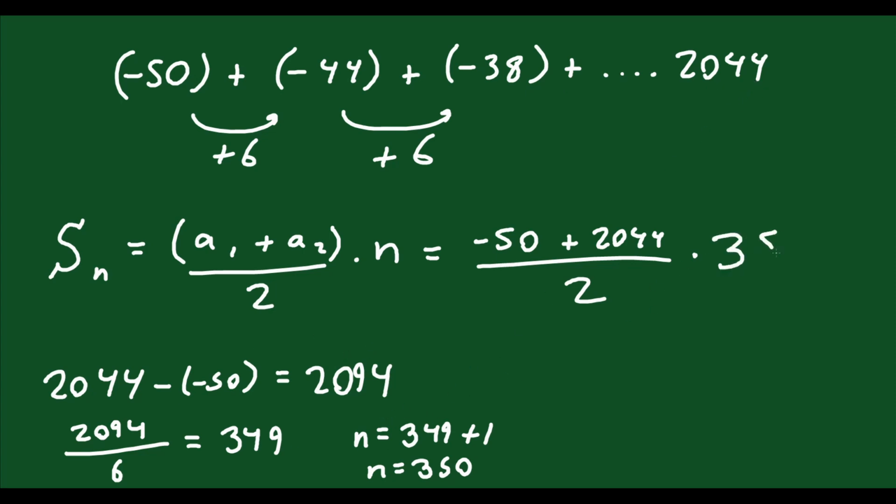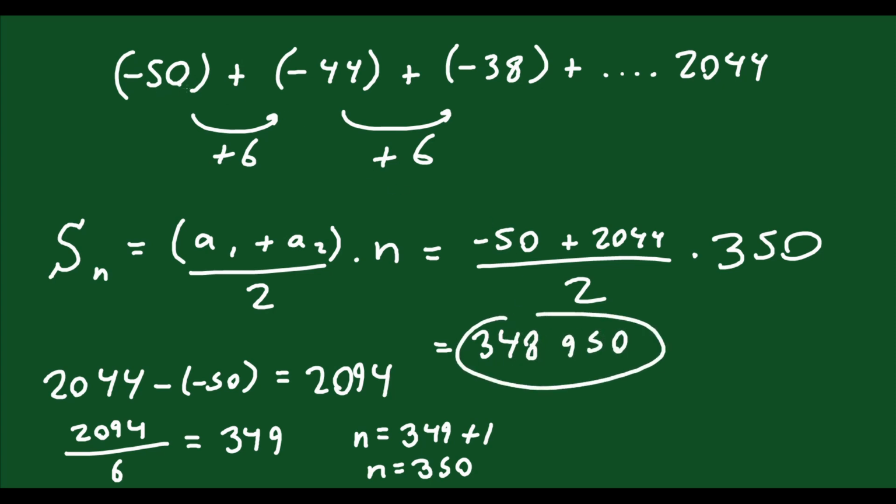So just plug in 350. Then we can calculate this, and that's going to give you 348,950. That's the sum if you add up all these numbers. Even though you don't know every single particular number in between, you could find them, but it's not really worth it, right? Instead, you can just use this equation, and you can find the sum.